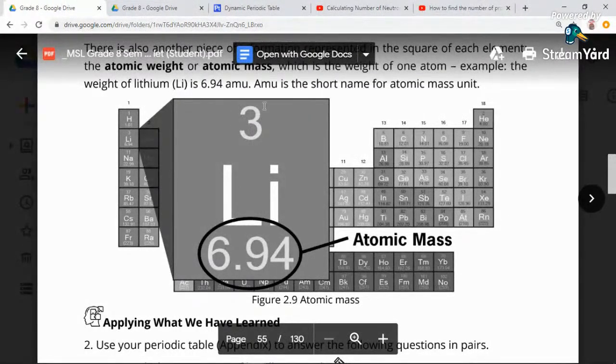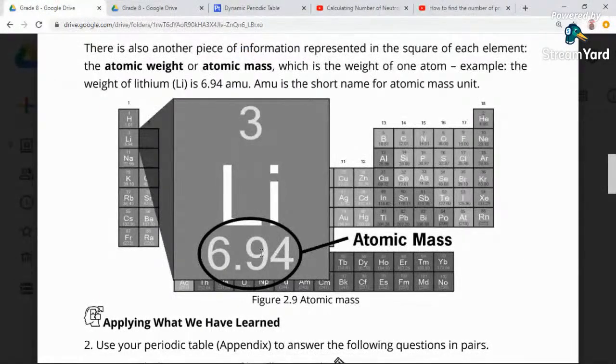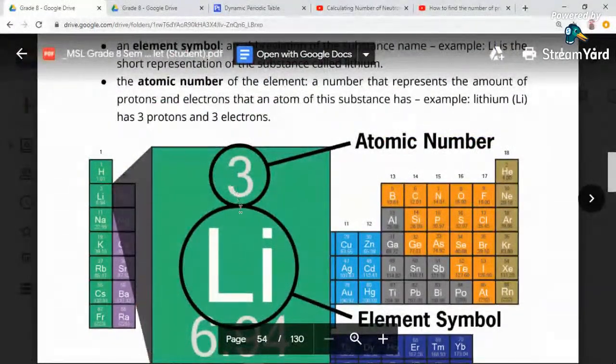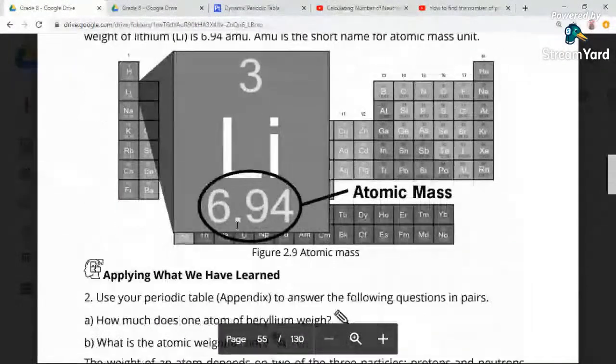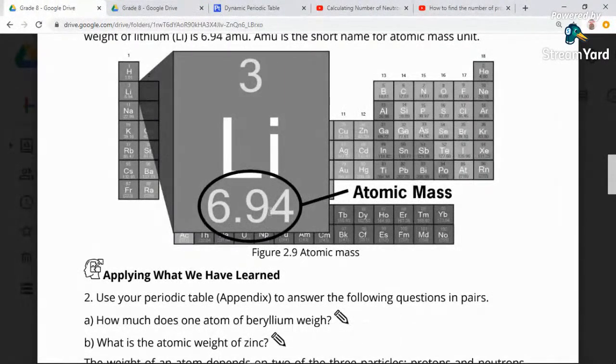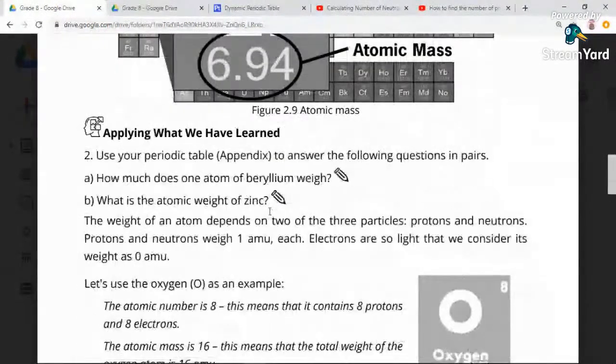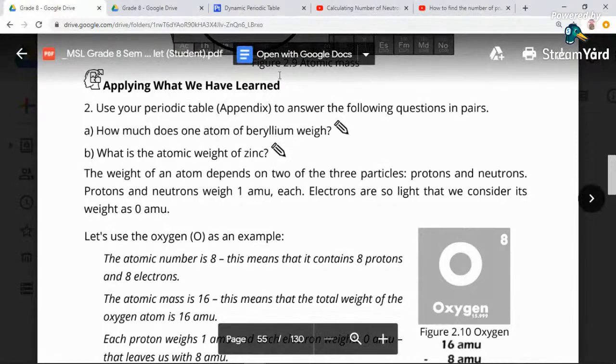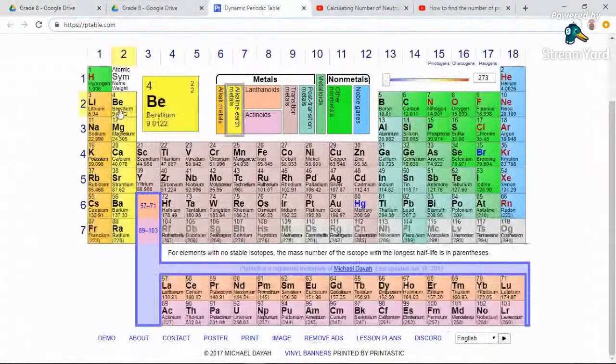Okay, so this top number here and this bottom number. What is the top number? It's the atomic number. What is the bottom number? It's the weight, the atomic mass. So knowing this information, let's get some more answers. How much does one atom of beryllium weigh? So then we have to find beryllium. And look at those numbers. I have a 4 and I have a 9.0122. What is the correct answer?